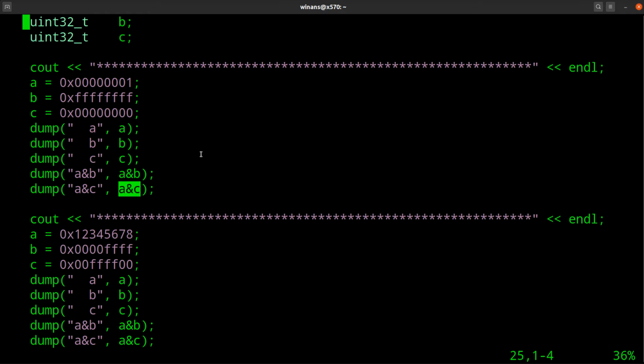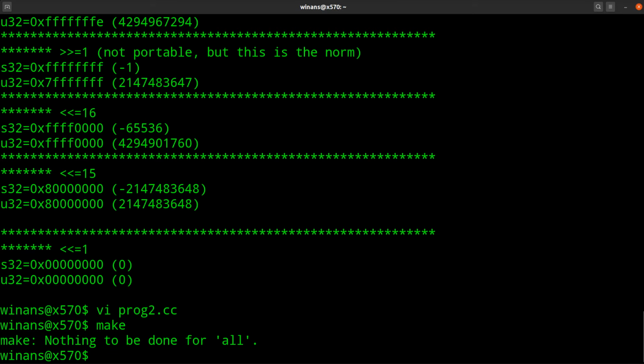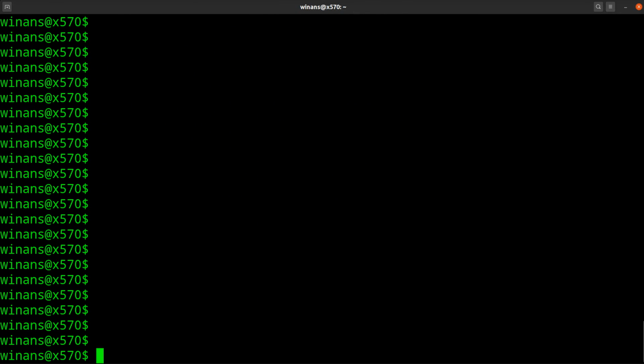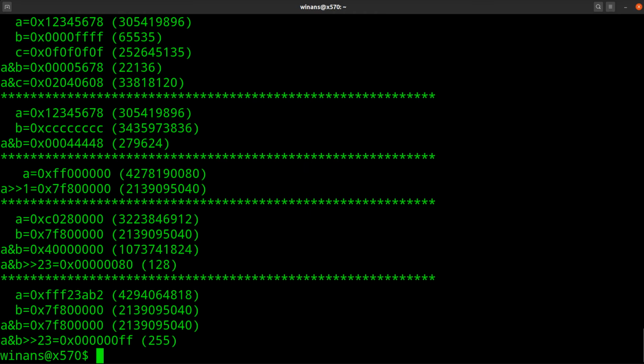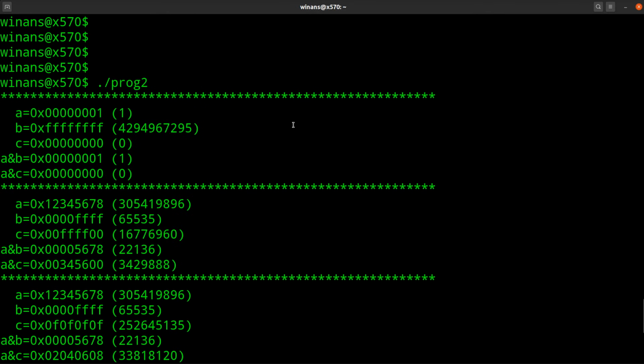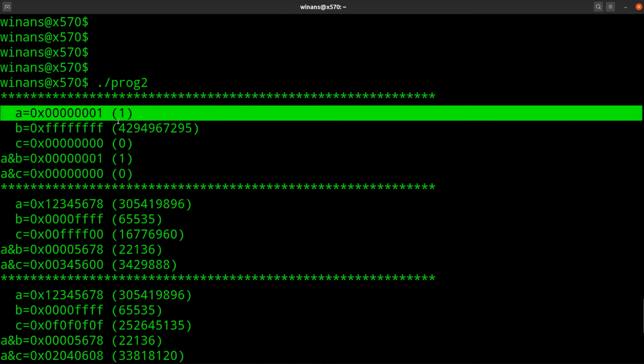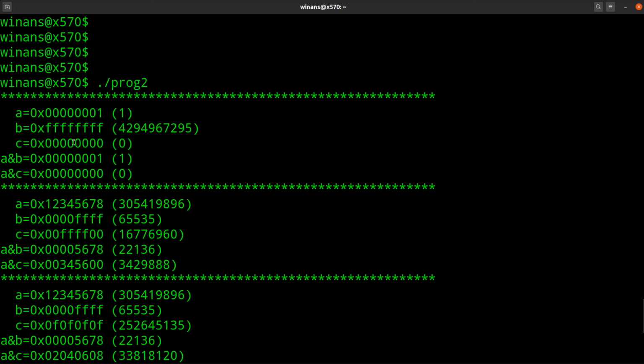All right, so let's look and see what happens in there before we move on. Prog 2, let me clear up my screen a little bit. Okay. What happens here? There's my 1, there's my all 1s. My C was set to 0, so I said, what's A ANDed with B? And just like I said, it's 1. Because each individual bit hiding in these 32 bits are ANDed together. And this thing here ANDed with all zeros is 0.